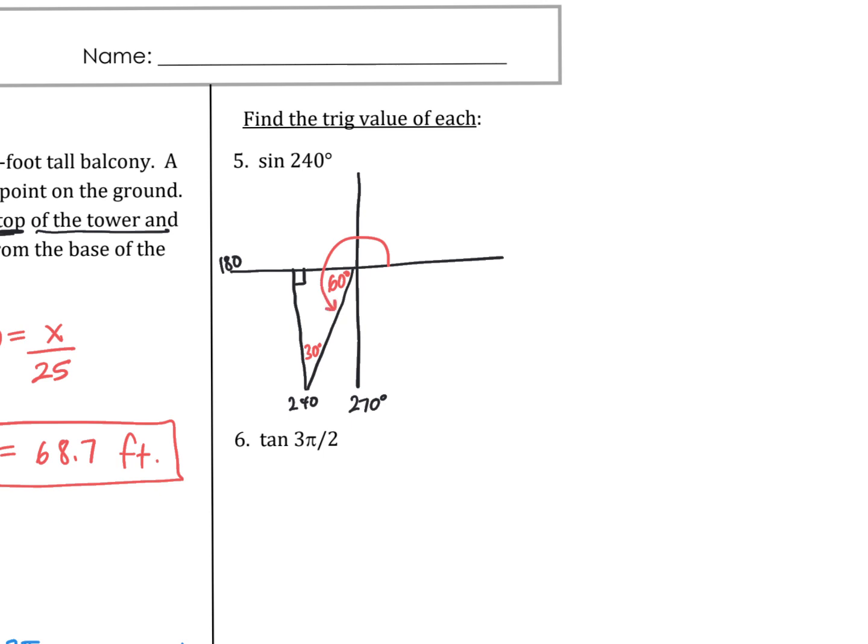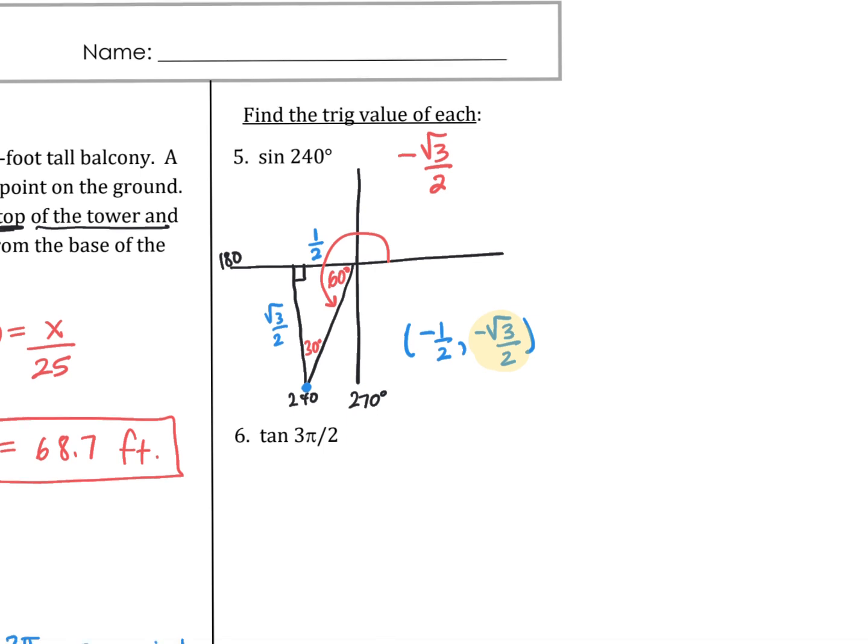So if I'm labeling the sides of this triangle, across from the 30 is the 1/2. This is the radical 3/2. So this point, if we are looking at coordinates, because we are going to the left and down, our coordinates there would be negative 1/2 and negative radical 3/2. And for sine, I'm always going to be looking at the y value. So this is my y value. And so my solution here is going to be negative radical 3/2.